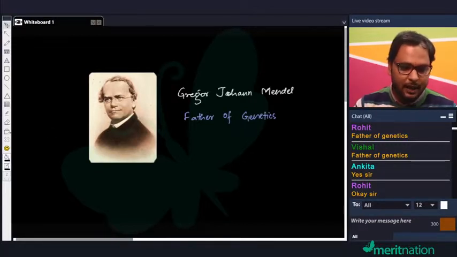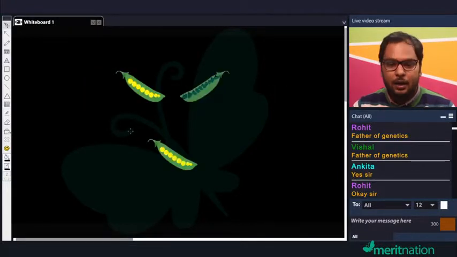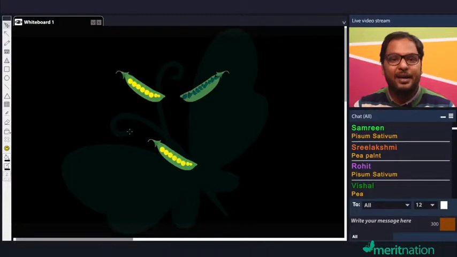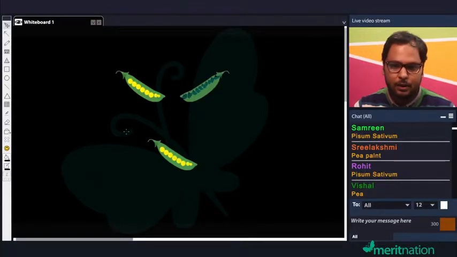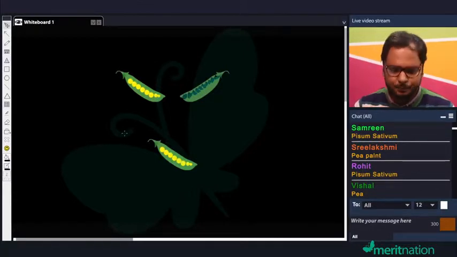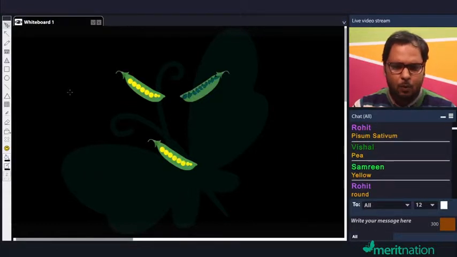For that, we have to move to this particular plant. This is the same plant which Mendel used, the pea plant, Pisum sativum, as we normally call it. Here you can see there are two types of seeds in this pea plant. One is yellow and round.